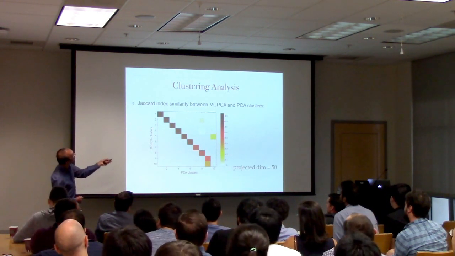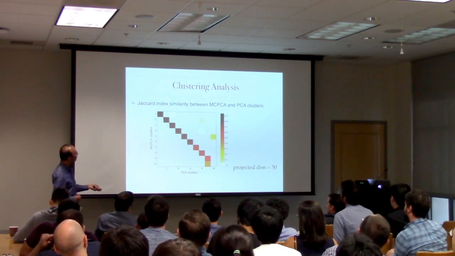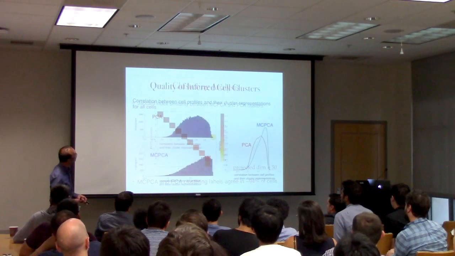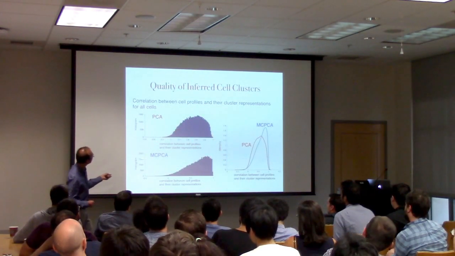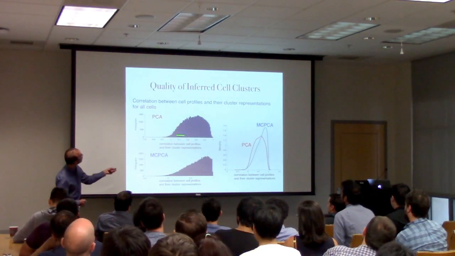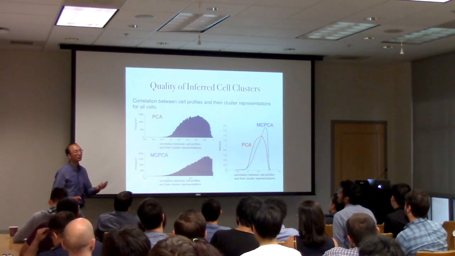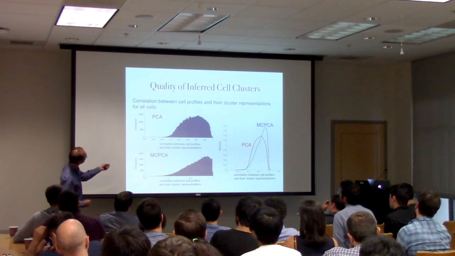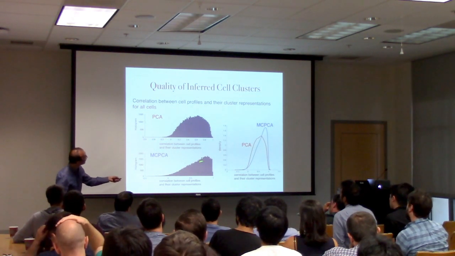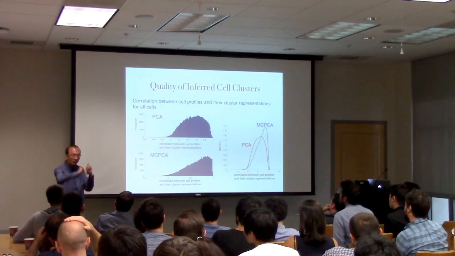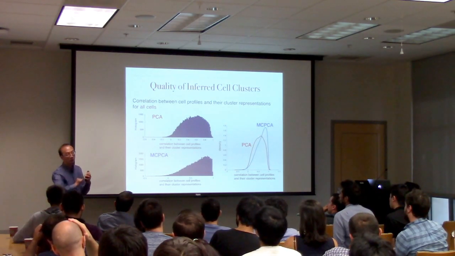So we did some clustering analysis. And we show basically that MCPCA and PCA have pretty similar clustering on this data set, 94% of the cells. However, when we look at the clustering, here I'm measuring the correlation between the cells and the center of each cluster. And we find that in MCPCA, the correlation is stronger. That means that the cells seem to cluster a bit better, more centrally.